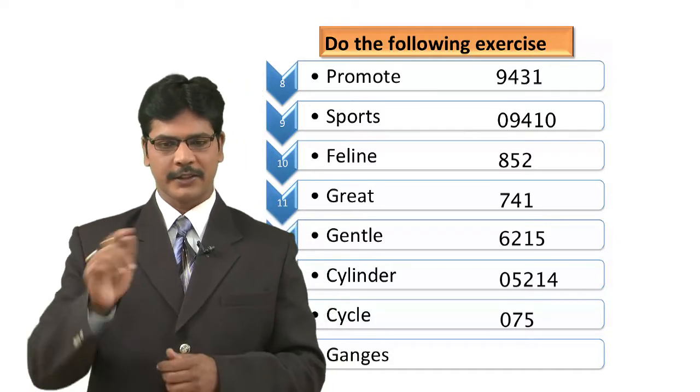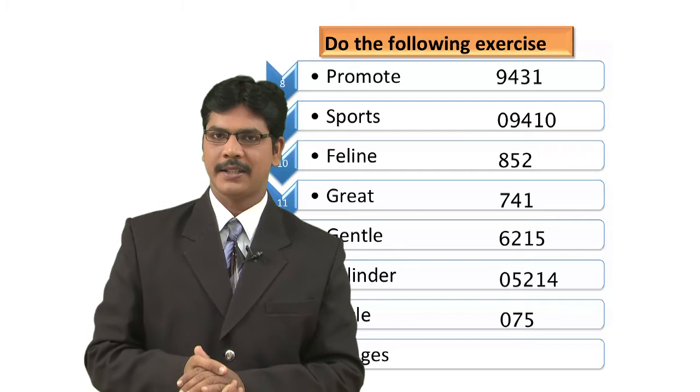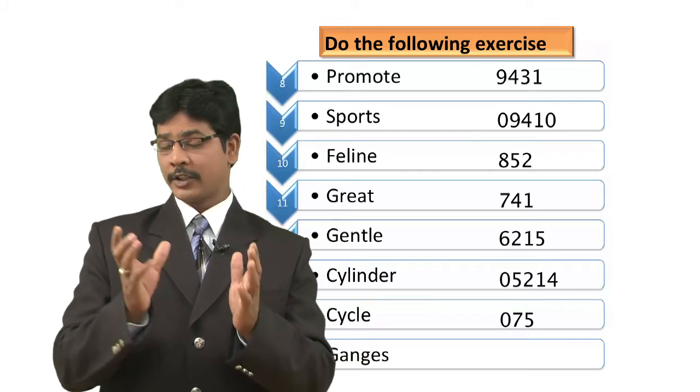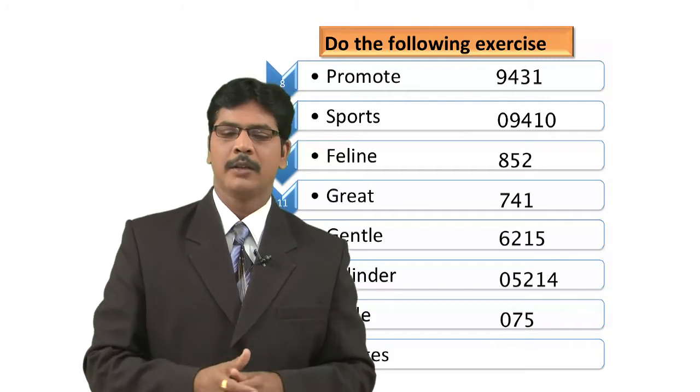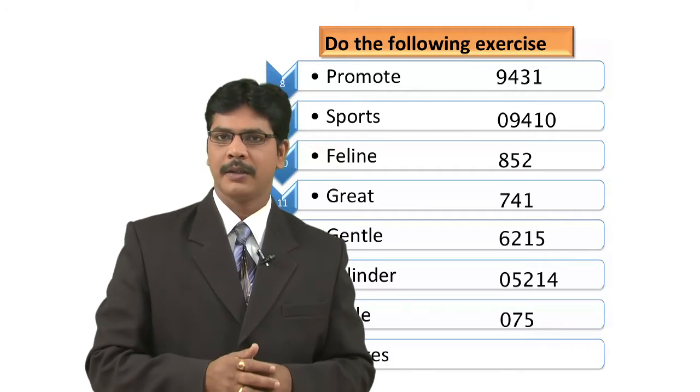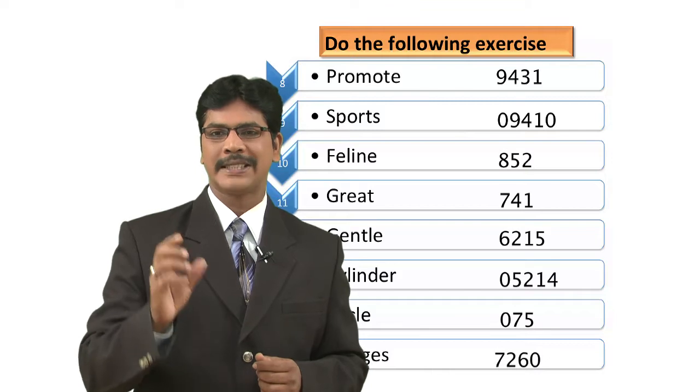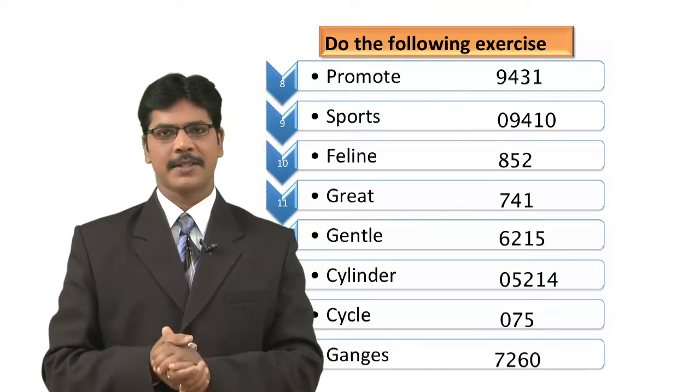Okay, 075. Finally, it's Ganges. See, again, I've given this word to show you the difference in hard and soft G's. Now the first G is like hard G, G. So 7260. That's the answer for Ganges.